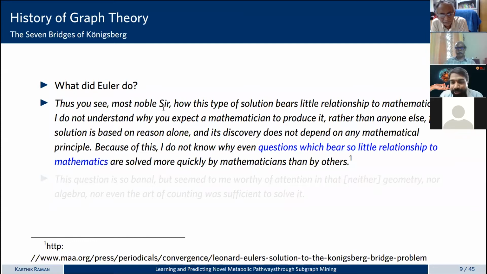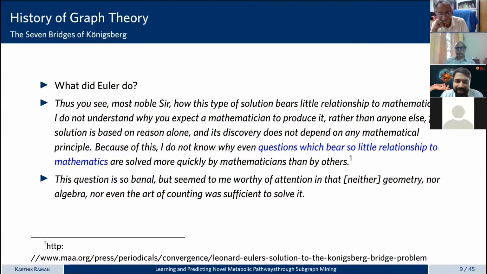This was in response to the mayor of the city, who actually wrote to Euler. The mayor wrote to Euler saying, my citizens have asked me this question, and we are trying to figure out the answer. Really interesting days, if you will. And he says there's very little relationship to mathematics, and I don't understand why you expect a mathematician to produce it, for the solution is based on reason alone and doesn't depend on any mathematical principle. But then, tongue-in-cheek, he says that even questions which bear so little relationship to mathematics are solved more quickly by mathematicians than others. He said it's quite banal, but seemed worthy of attention because he couldn't solve it using any of the established fields at that point, for example geometry or algebra or the art of counting.